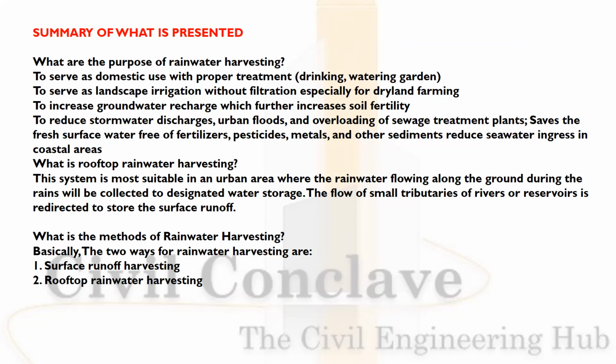What is roof water harvesting? The system is most suitable in urban areas where the rainwater flowing along the ground during the rains will be collected in designated water storage. The flow of tributaries of rivers or reservoirs is redirected to store the surface runoff. What are the methods of rainwater harvesting? Surface runoff, rooftop rainwater.